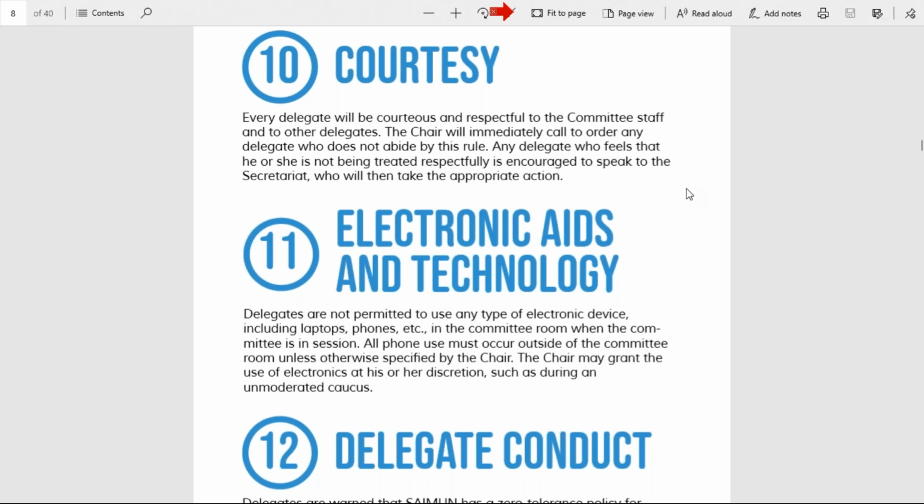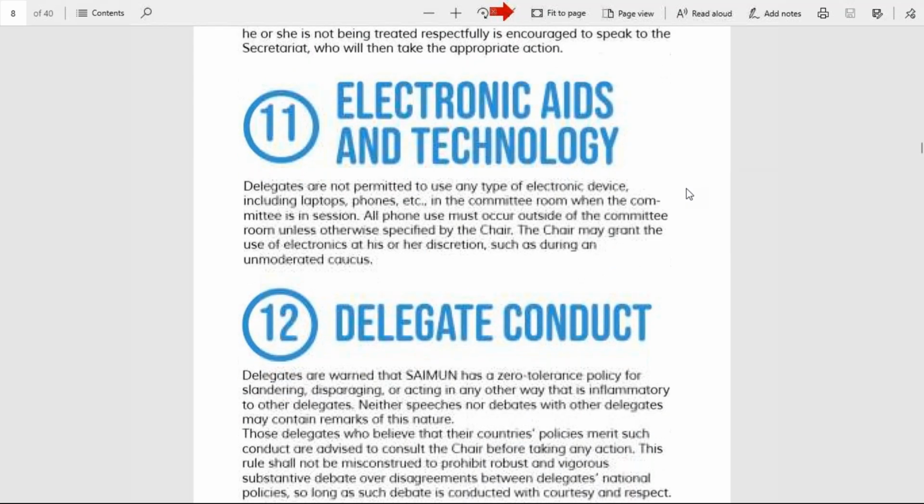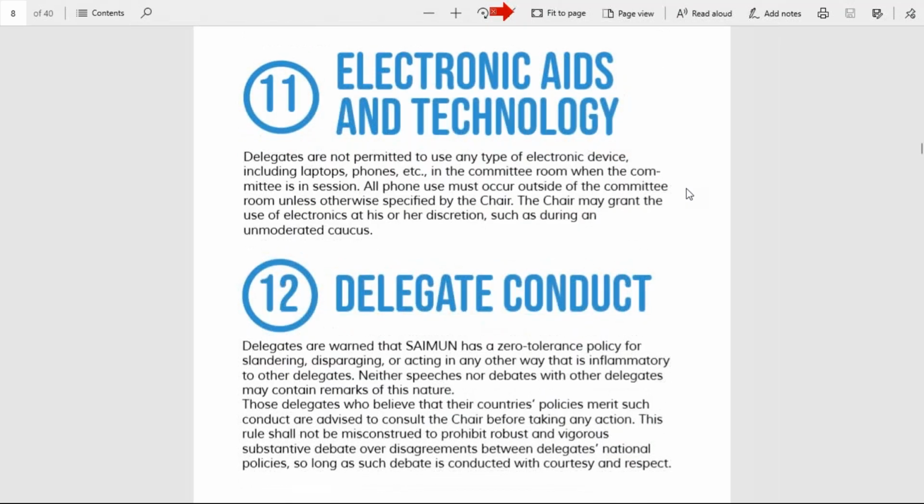Then we have electronic aids and technology. Contrary to what we've been doing in the past, where we allowed people to use their laptops and at times their phones, from this year we will not allow that, because registration for the conference ideally ends, let's say, a month before. So we expect that by the time you come for the conference, you have done your research well and you understand everything that has to do with the topic.